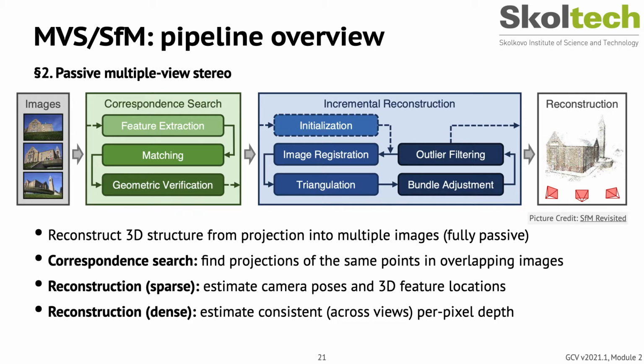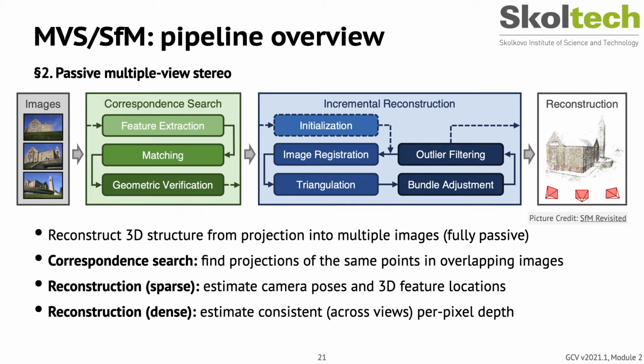So, multiple view stereo, also known as structure from motion, is the process of reconstructing 3D structure from its projections into a series of images taken from various viewpoints. It commonly starts with correspondence search, where the goal is to find scene overlap in the input images and identify projections of the same points in overlapping images.